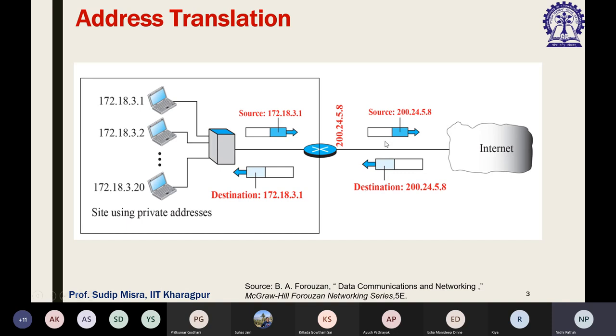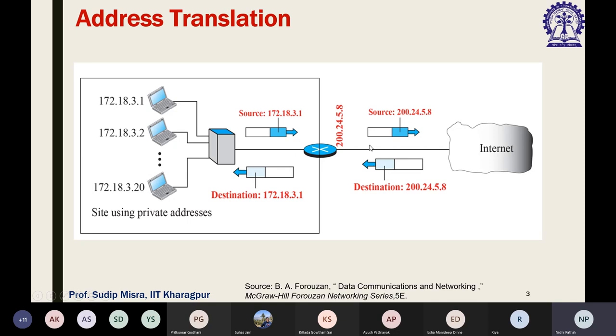The second question is, let us say that you are getting one packet which is coming for this particular destination 172.18.3.1. So it comes as 200.24.5.8, which corresponds to this particular router, which is representing IIT Kharagpur. It comes over here, and then this router knows that this one should be converted to 172.18.3.1 as the private address, and it sends it. Now the question is, how does this router know?